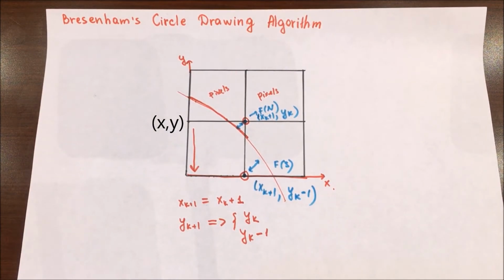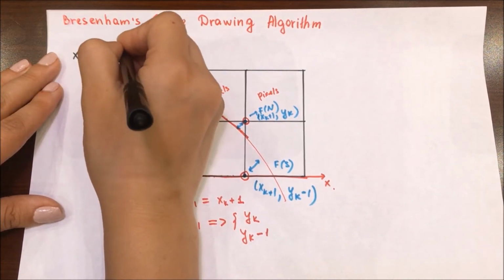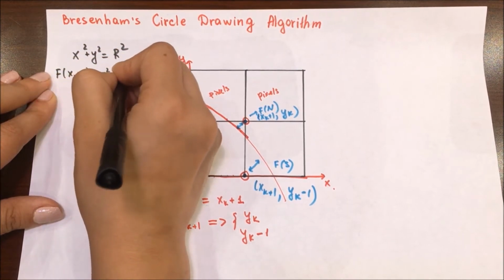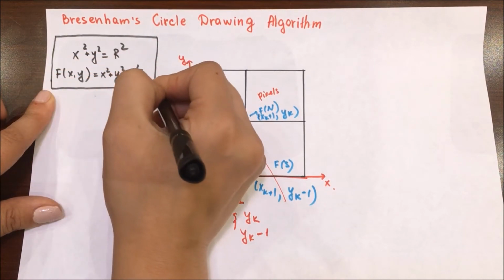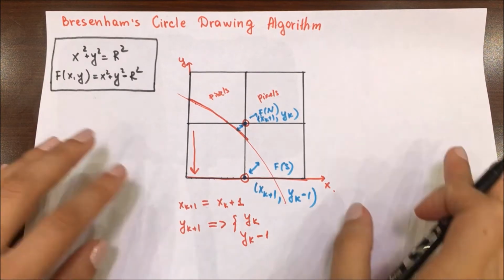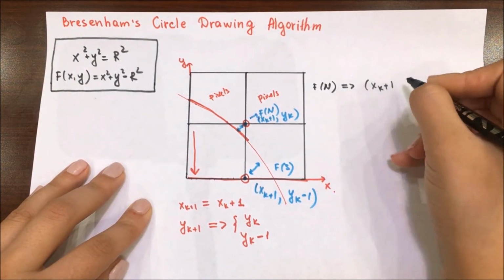Now let's analyze the derivation of the algorithm. Let's write down the circle equation, whose center lies at the origin and radius is r. X squared plus y squared equals r squared. The function f of x comma y will be x squared plus y squared minus r squared. This is our initial equation that will help us to calculate the further operations.